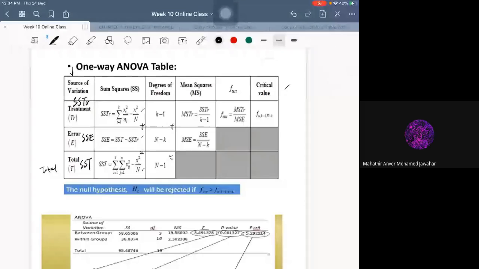But I want you to know this very well about k minus 1. k is the number of categories, so k minus 1 is going to be the degree of freedom for treatment. And then you have n minus k.